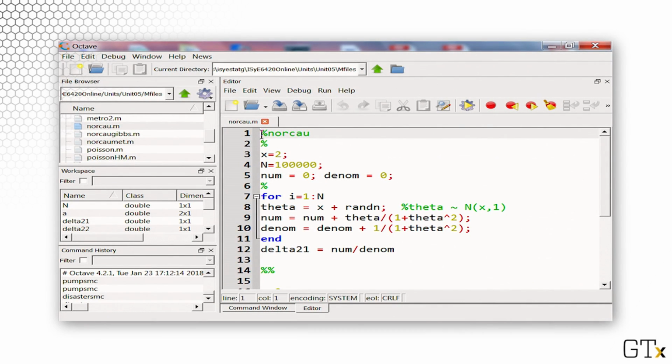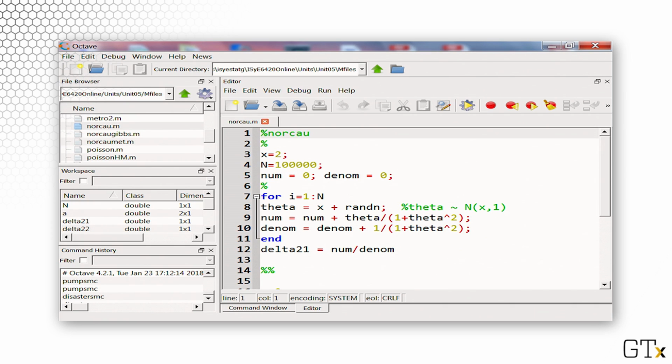I'm now in Octave, and we are looking at the file norcow.m. You can find this file in the repository next to this unit. I will start with x equal 2 because I would like to evaluate this Bayes rule for value x equals 2. And I would like to make 100,000 simulations.